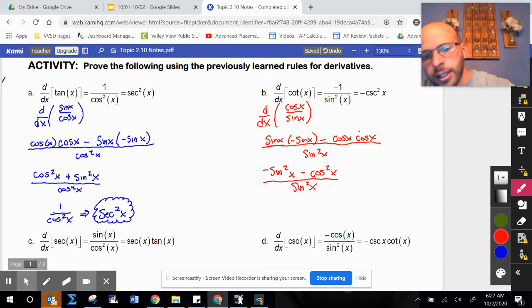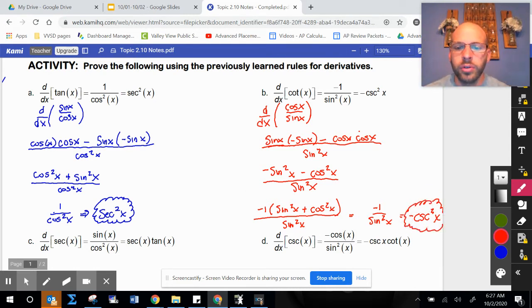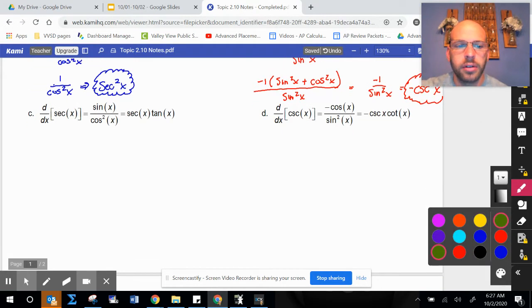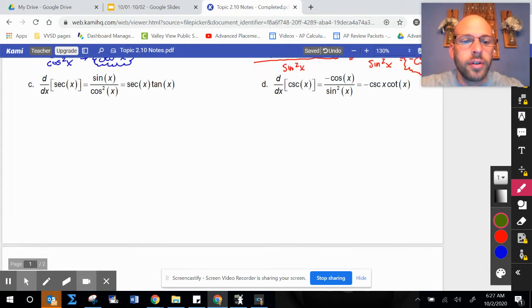Now we almost have that Pythagorean identity, but if you notice, it's multiplied through by a negative. So I'm just going to factor that negative out from the top, and I get a negative 1 over sine squared x, which is a negative cosecant squared of x. And that is my proof for the derivative of cotangent. Now, parts C and D, we're going to do very similarly, but they come out a little uglier. The derivative of secant is still secant, but I get a tangent multiplier, so the derivative of secant is secant tangent. The derivative of cosecant is still cosecant, but I have a cotangent multiplier. It's also negative. We'll talk about that at the end.